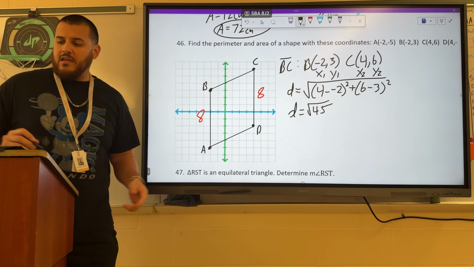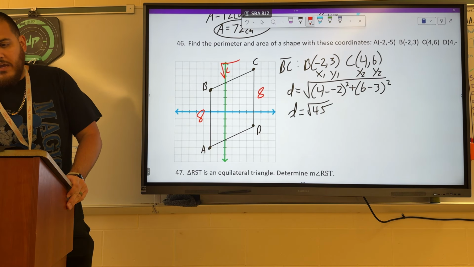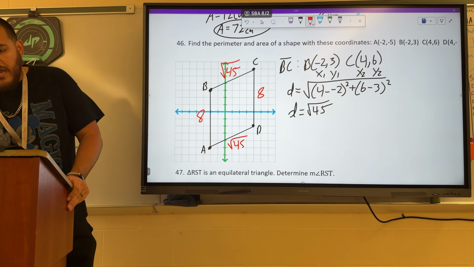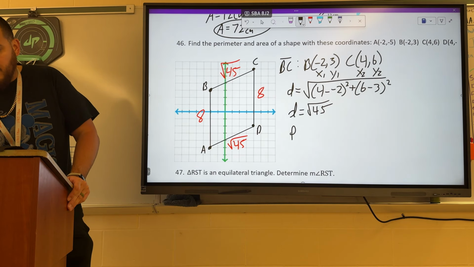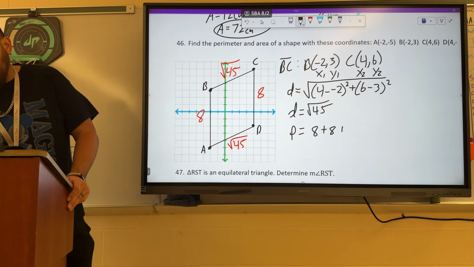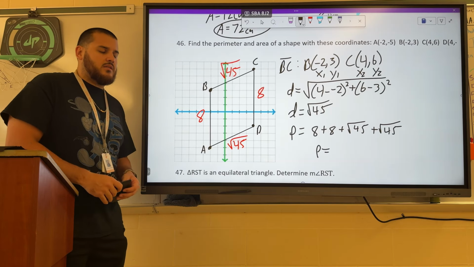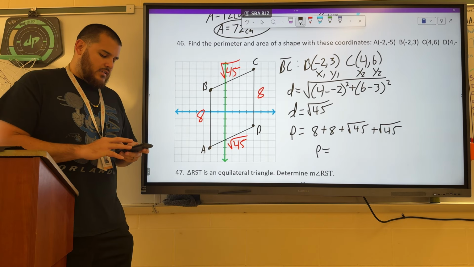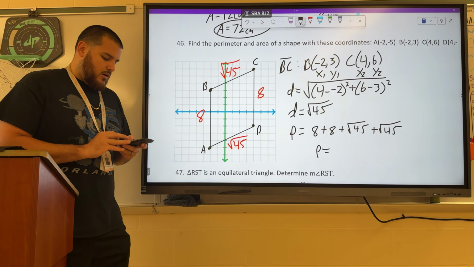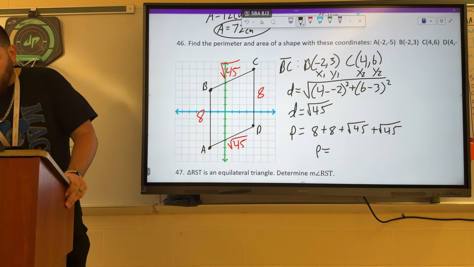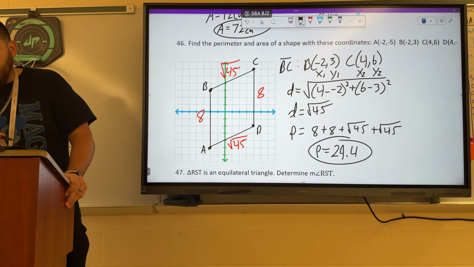If I did the same thing for AD, do the distance formula, which I would have to do to get the length of it, I would also get the square root of 45 units long. And from there, we could calculate the perimeter of our figure. We have 4 sides: 8, square root of 45, square root of 45. And we can add all those together in any given calculator, especially if we're doing standardized testing. You should have some form of a calculator on the test that you can easily input this into and determine the answer for your perimeter. So adding all of that up gives me a perimeter of about 29.4 units on this figure.